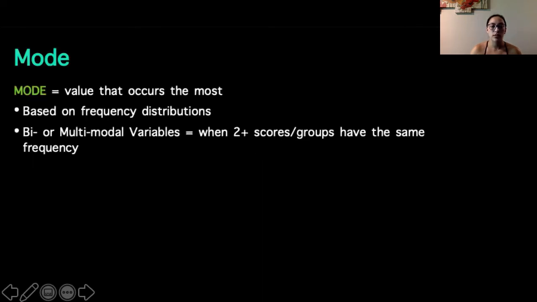So going into the mode first, this is the value that occurs the most often. It's largely based off of frequency distributions, which we'll go into. You can do simple or you can do grouped frequency distributions.